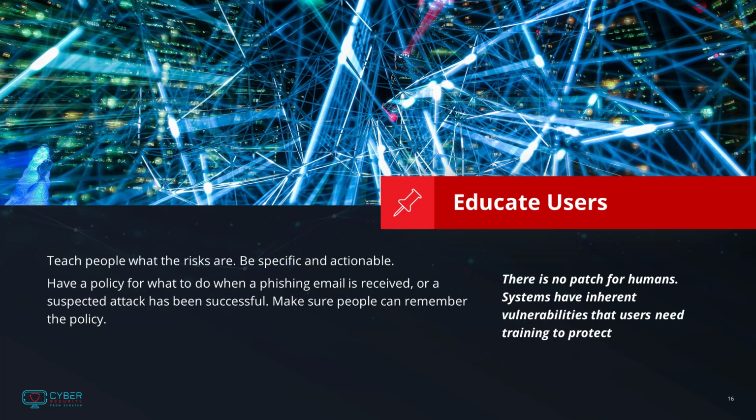And what happens if an attack has been successful? So say the user has clicked on the link, make sure that everyone knows exactly what they should be doing in that situation. Make sure it's something simple that people can remember under a pressure situation. Remember, there's no patch for humans. Because people need to access systems, inherently they're going to have some level of control over the system, and you just need to train people to use that access responsibly.